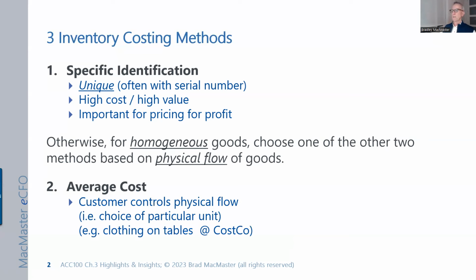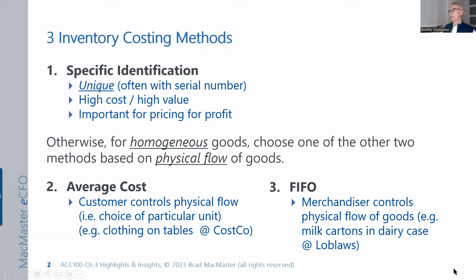you can choose any particular hoodie or sweatshirt or pair of jeans that you want that's of a certain brand and size, let's say. But there might be 6 of those on the table, and you can have your pick of any one of the 6. So in a situation like that, where the customer is in control of the choice of the particular unit that's moving out of inventory, the average cost system is what the retailer is most likely going to use. The third alternative is FIFO, and this is the one you're responsible for being able to do calculations with.